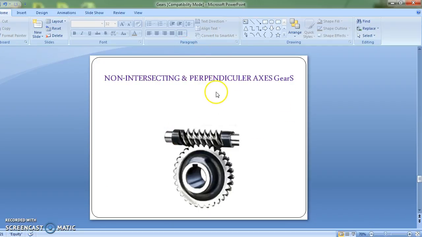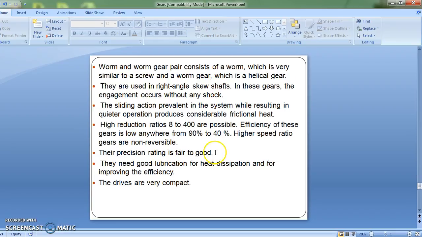Non-intersecting and perpendicular axis gears. Worm and worm gear pair consist of a worm, which is very similar to a screw, and a worm gear, which is a helical gear. They are used in right angle skew shafts. In these gears, the engagement occurs without any shock. The sliding action prevalent in the system, while resulting in quieter operations, produces considerable frictional heat.